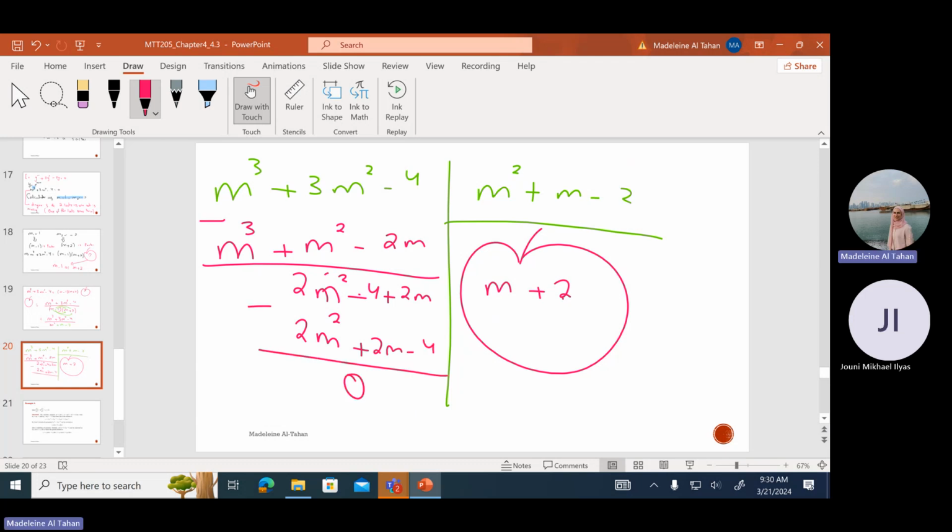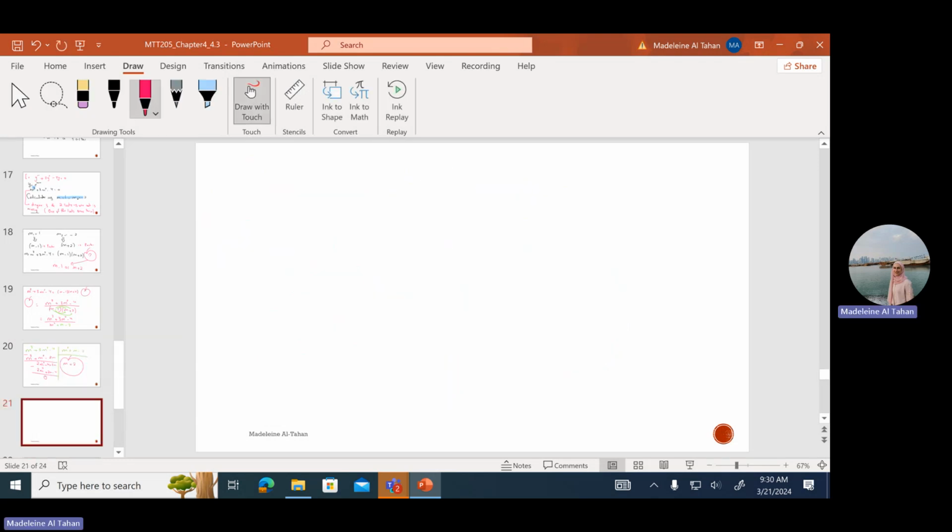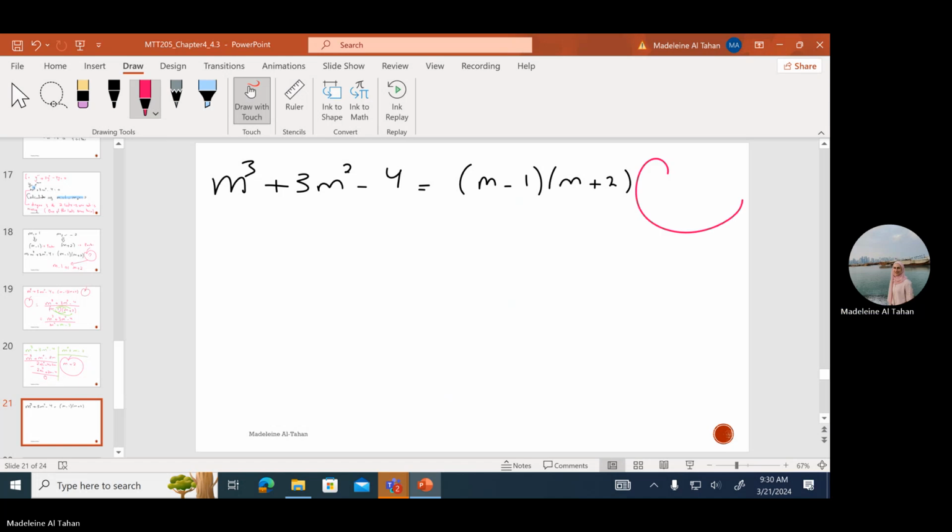With the negative, what did we get? 0. So what's our root? What's our factor? m plus 2, right? Miss, if you are familiar with another way to do the long division, do it, miss. So the factor is m plus 2. It means that m cubed plus 3m squared minus 4 is equal to m minus 1 into m plus 2 into m plus 2.